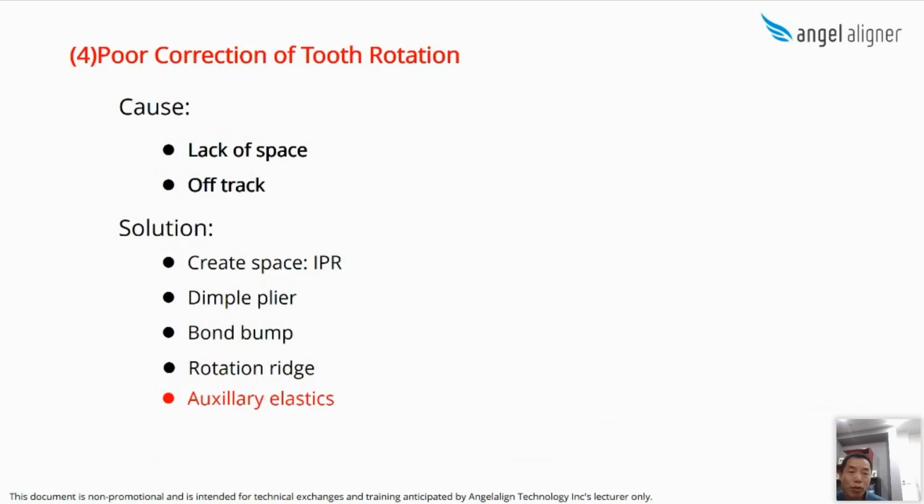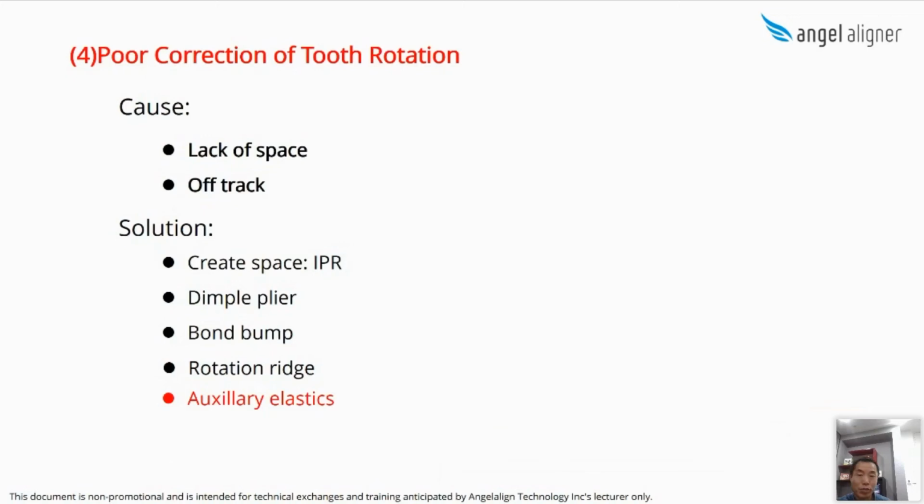The fifth solution for the poor correction of rotation is auxiliary elastic. As we know, the range of rotation that can be predictably corrected with clear aligner is about 35 degrees. If a rotation is more than 35 degrees, I suggest correcting the rotation before taking an impression or scan for aligner treatment. This may increase the clinical predictability of the final outcome, as well as reduce the number of aligners required for the treatment.